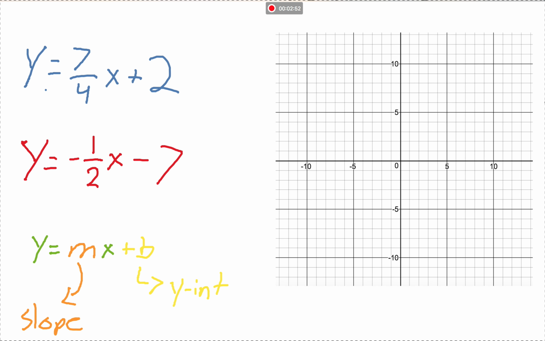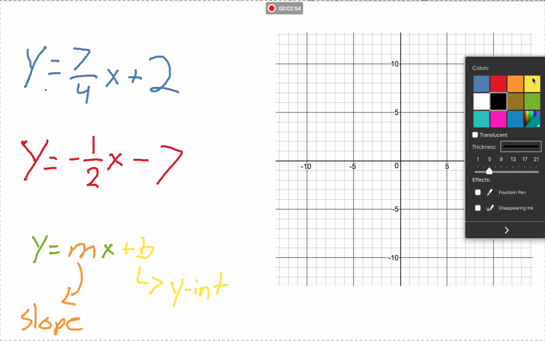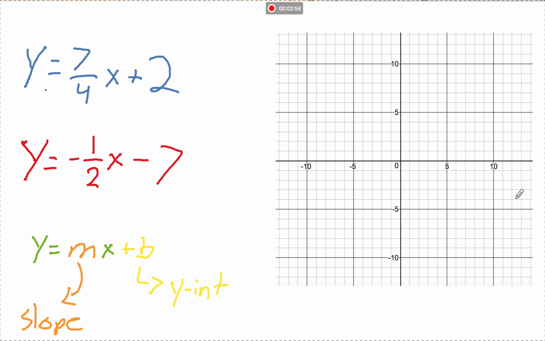Okay, so we'll start off by graphing the first equation. We'll say that's blue. y equals 7 over 4x plus 2. Our y-intercept is positive 2, so we'll go ahead and put our first point at positive 2. And then we'll go up 7: 1, 2, 3, 4, 5, 6, 7, and over 4: 1, 2, 3, 4.